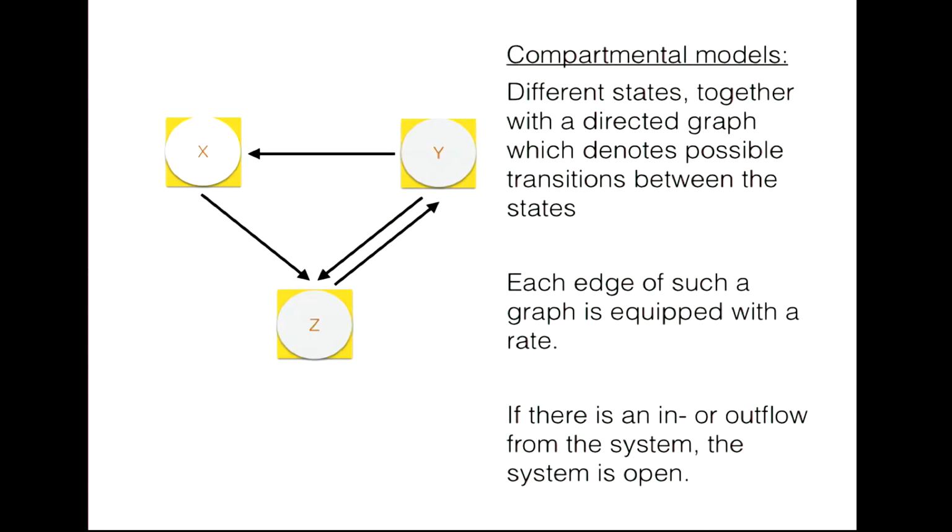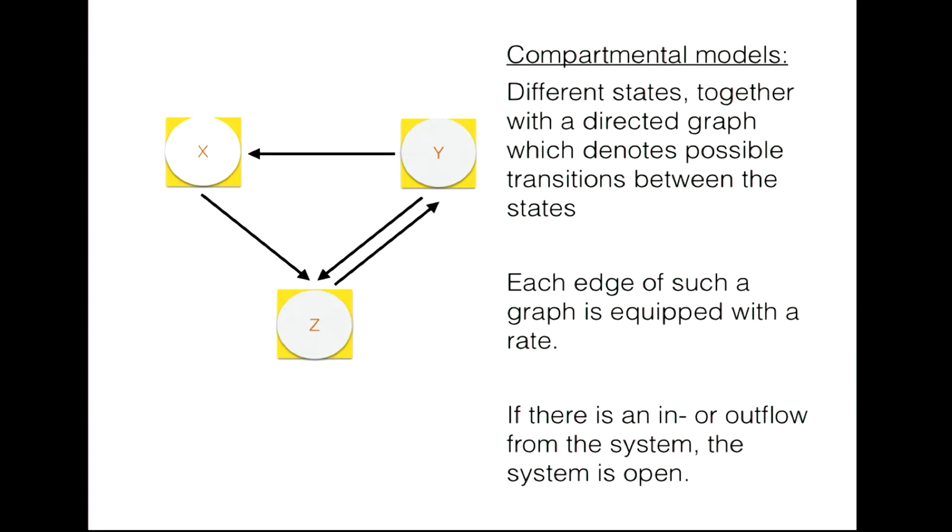So compartmental models describe these states, for example, S, I, and R, together with a directed graph which tells you about transitions from one to the other. So each edge of the graph is equipped with some rates. For example, this is just a general graph X, Y, and Z with arrows along it.